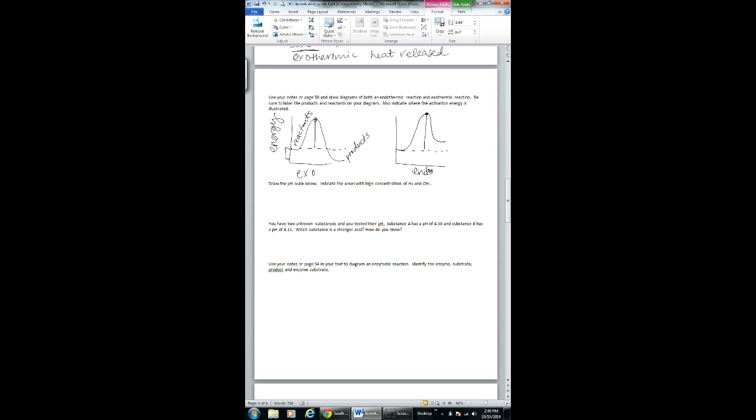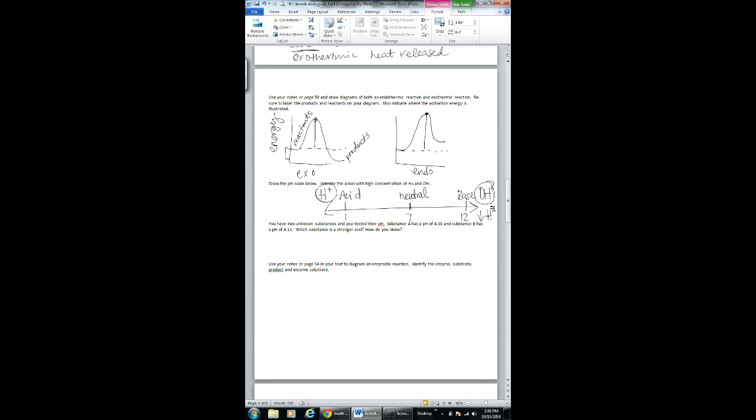Okay, pH scale. This is sometimes opposite than what we think. 7 is always neutral. As we go higher, up to 12 or 14, this is going to be your base. And when we go here, this is going to be our acid. Acids have a very high concentration of hydrogen ions, and bases have a very high concentration of hydroxide ions, or you could also say bases have a low concentration of hydrogen ions.